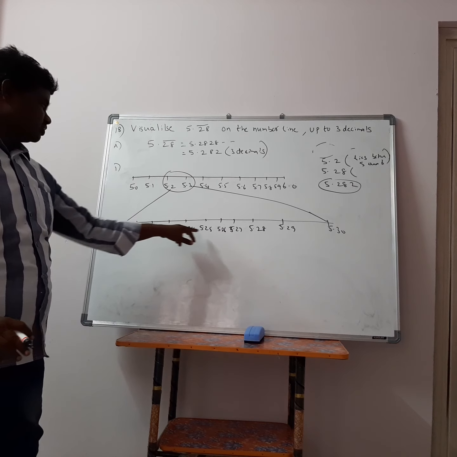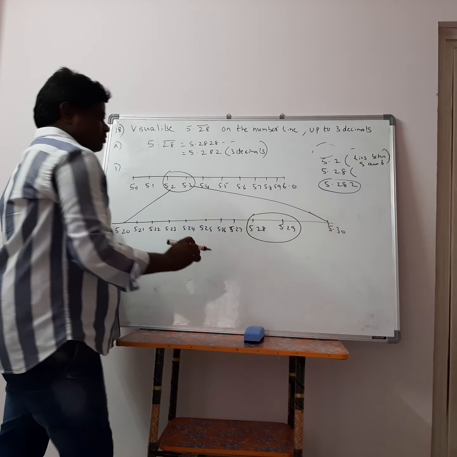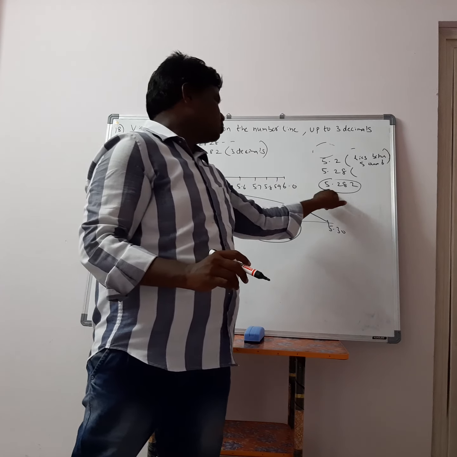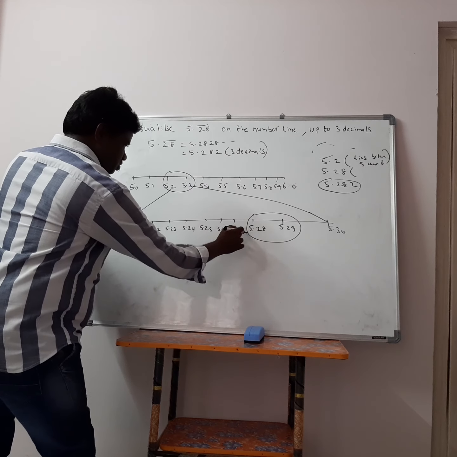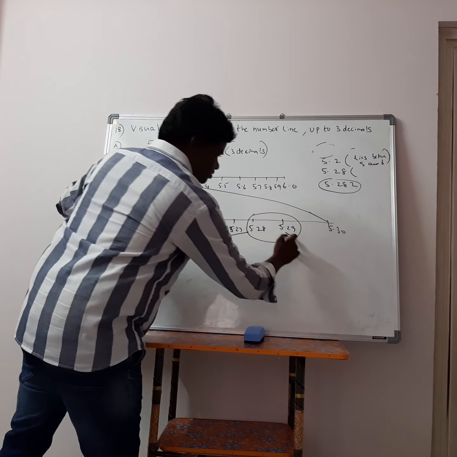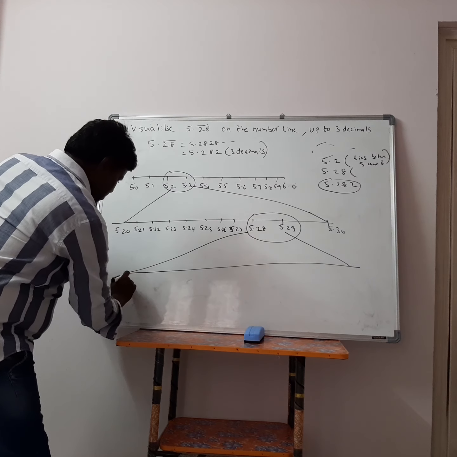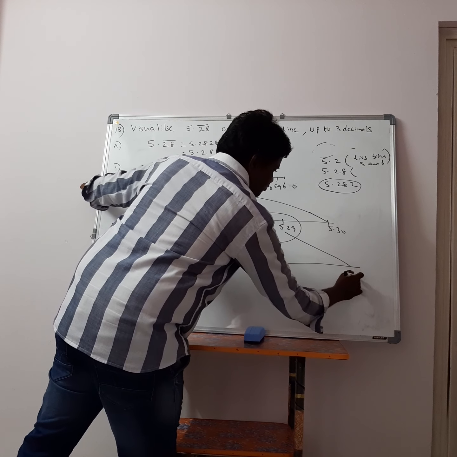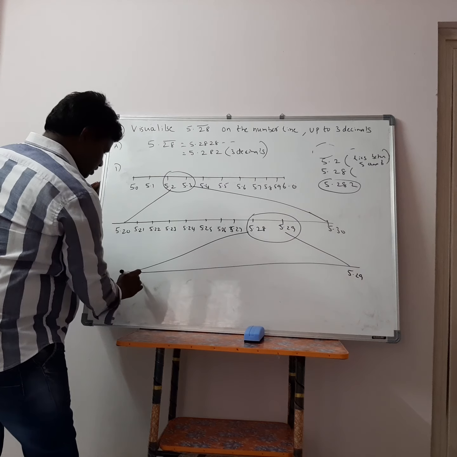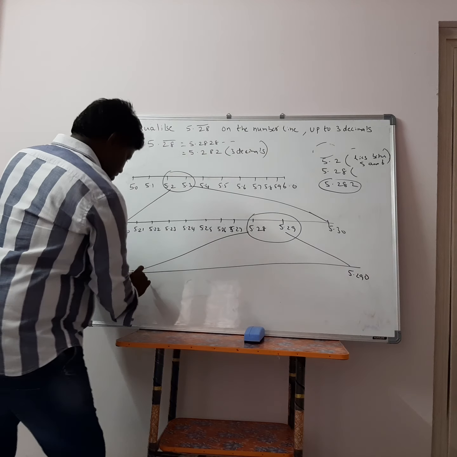Next, 5.28 and 5.29, because 5.282 lies between 5.28 and 5.29. After that, you draw a number line. Here 5.28, and at the end you keep 5.29. 5.28 means 5.280, and this is 5.290.